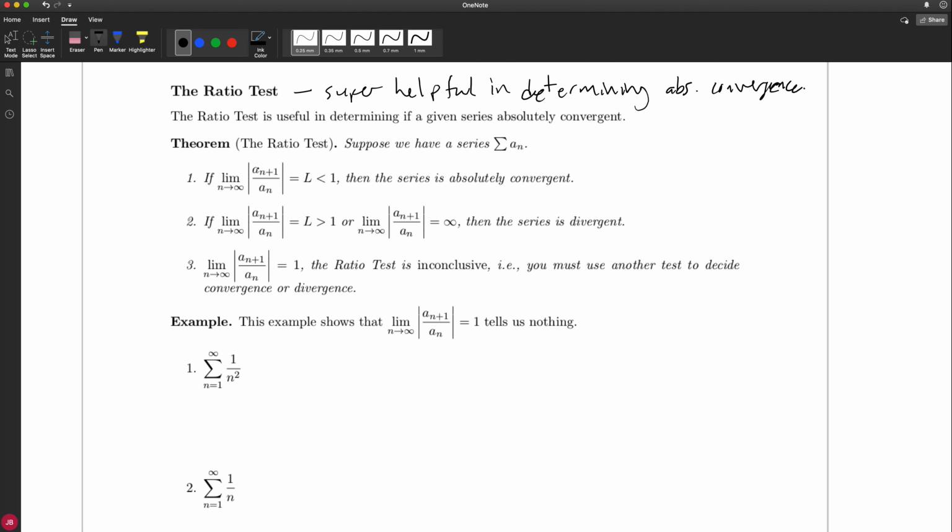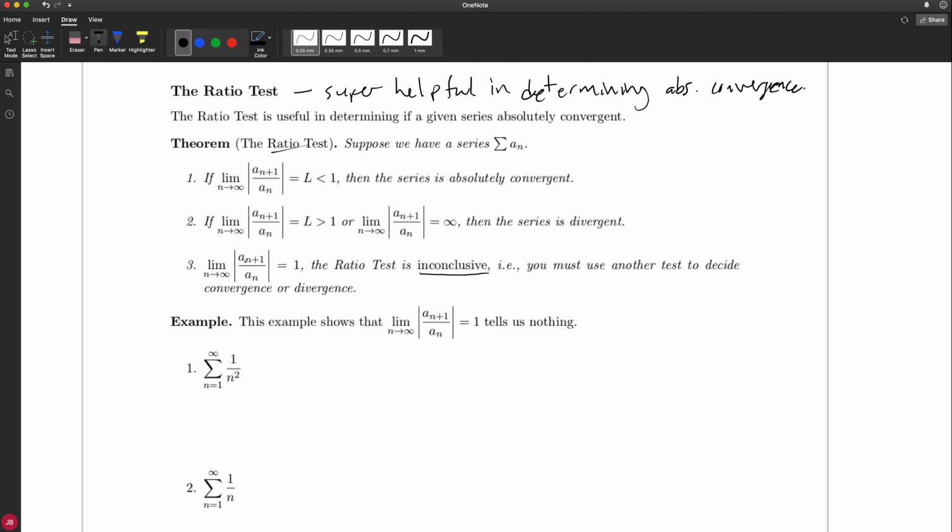Upon doing the limit of that ratio, this is why it's called the ratio test, right? Because you're doing the limit of essentially this ratio here. If that value comes out to be less than 1, then you conclude that the series is automatically absolutely convergent. So super, super helpful. If that limit comes out to be bigger than 1 or infinite, then you conclude that the series is divergent automatically. Now, if it equals 1, then the ratio test is inconclusive.